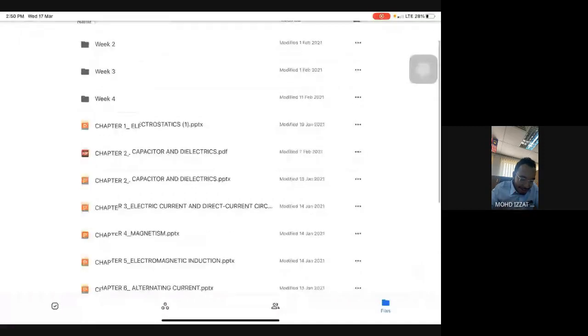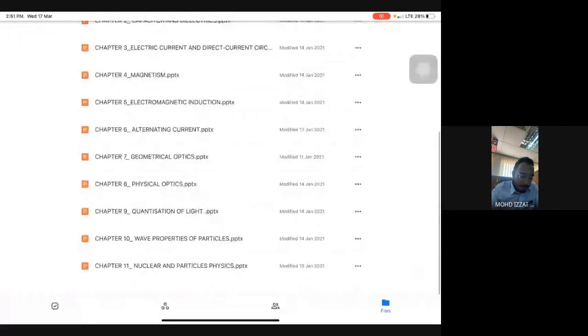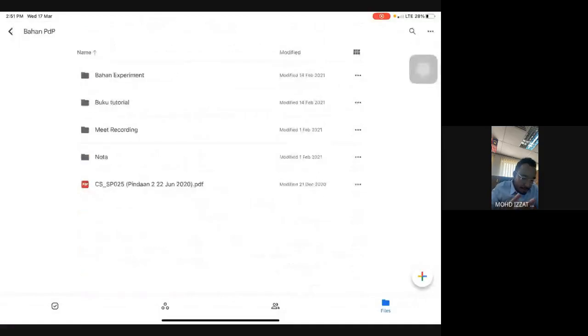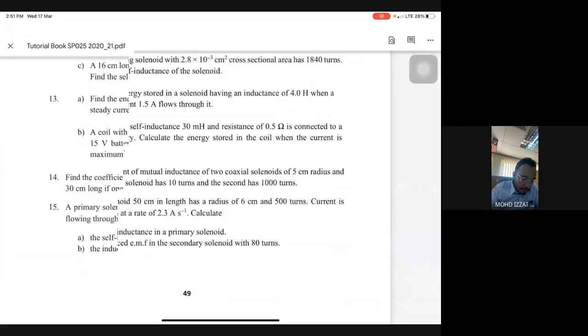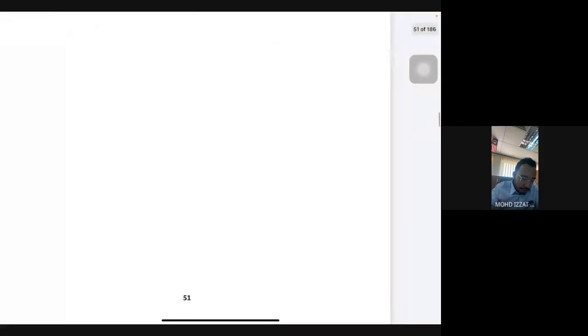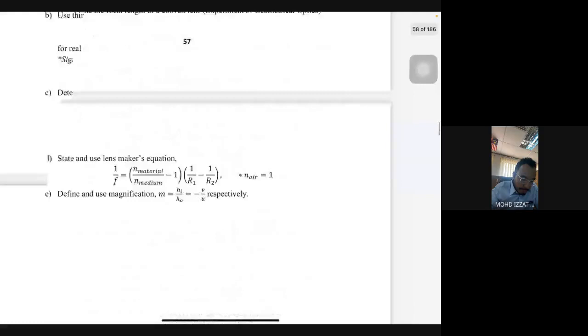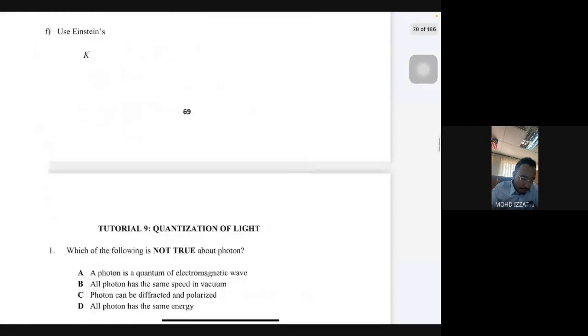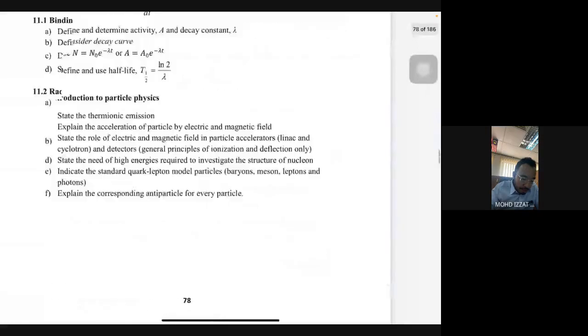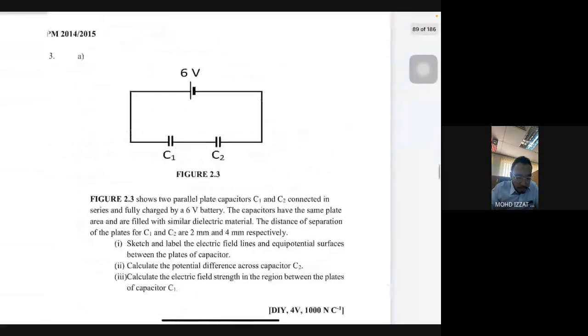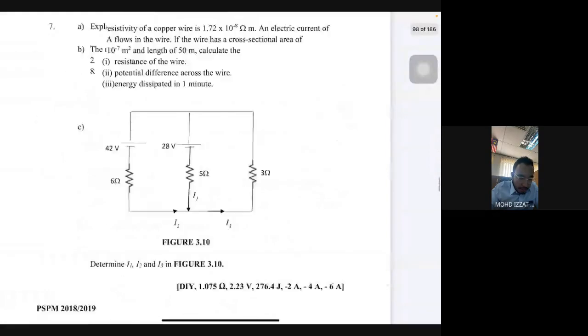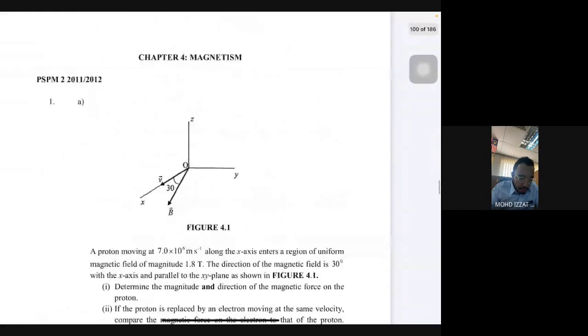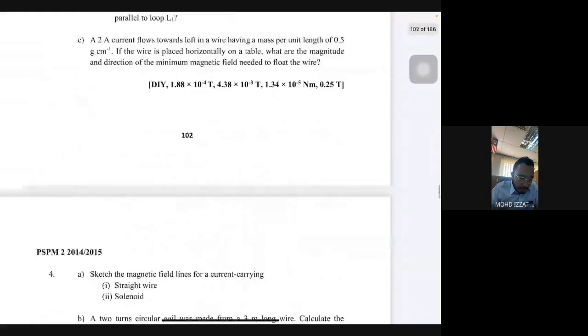Okay, sebenarnya kita dah basically chapter 6 kita dah habis cover. Saya nak cari soalan. We try to discuss one question from the past year. Kalau kamu ada nota buku tutorial, you can open up the past year. Maybe you can try to look at question number 4.